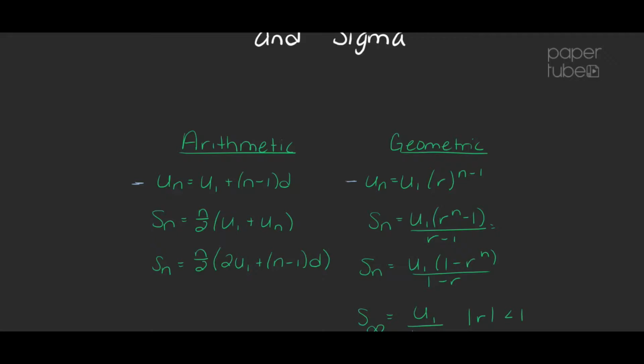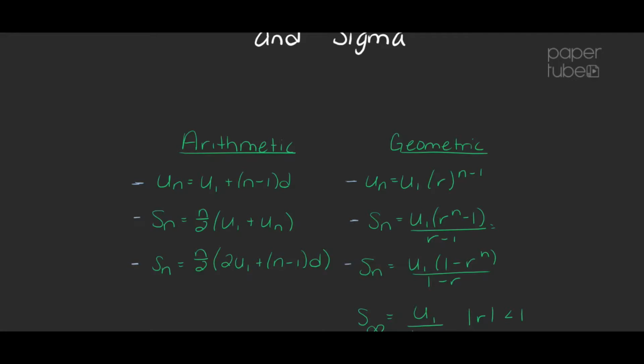Underneath that, you'll see two more formulas each. These are partial sum formulas. What they do is add together the first n terms in the sequence. So n represents how many terms you want to add, u sub 1 represents the first term, and d or r represents, again, the common difference or common ratio.